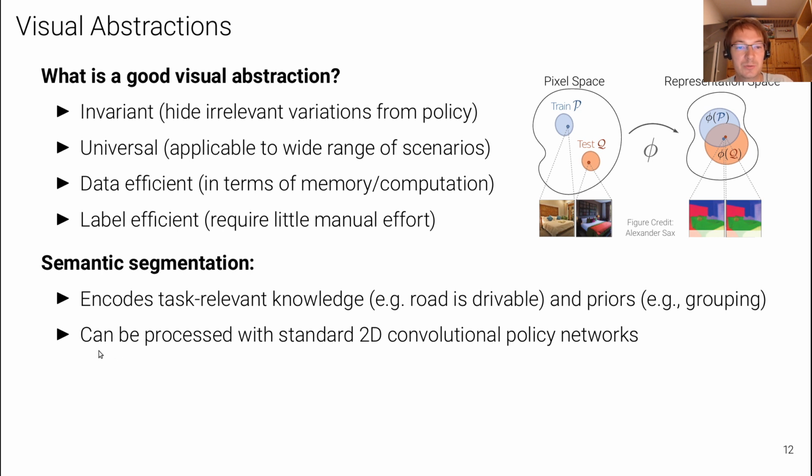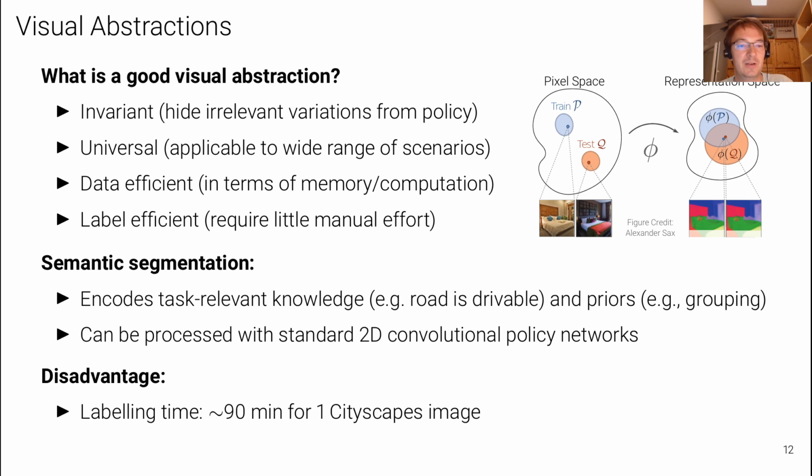Furthermore, 2D representations can be processed with standard 2D convolutional networks for the policy, so they are quite easy to deploy in this end-to-end imitation learning framework. A disadvantage, however, of semantic segmentation is that it's very time-intensive to obtain the actual labels. If we consider one Cityscapes image, the authors of Cityscapes remark that it took about 90 minutes for the annotator to annotate one image in terms of its semantic labels, just because it's very difficult to annotate these images at a very high level of detail.